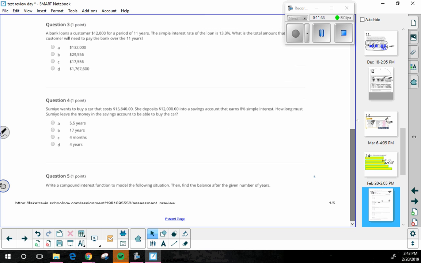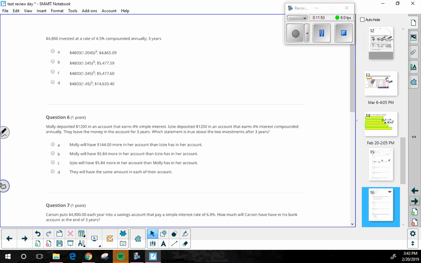Number 4. Do you need to use a chart for number 4? What words are you looking for? Okay. What about number 5? Write a compound interest function to model the following situation, then find the balance after the given number of years. Do you need a chart for that? Like where this is going.